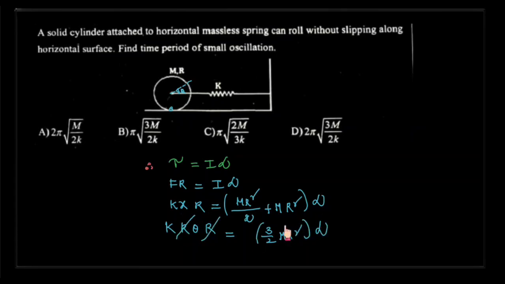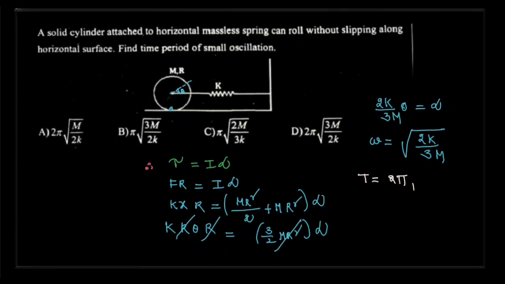Therefore this r square as well as this r square get cancelled, right? Now what remains is 2k/3m into theta is equal to alpha. Now it is in the form of the SHM equation, right? Angular acceleration and angular displacement. Therefore omega is equal to under root of 2k/3m, there is an m here. Therefore the time period T is equal to 2 pi under root of 3m/2k.